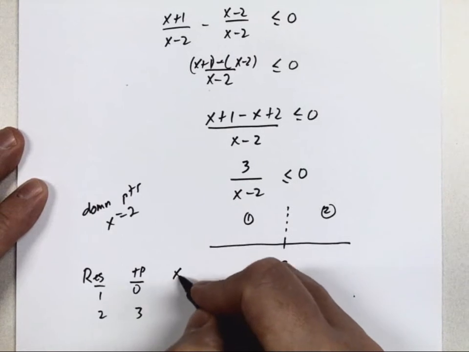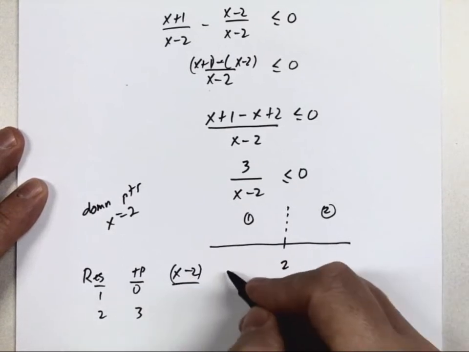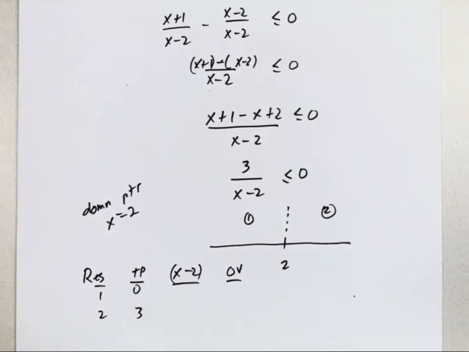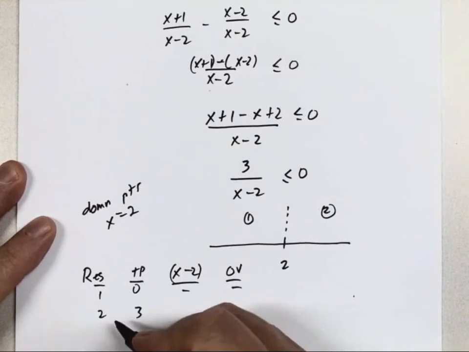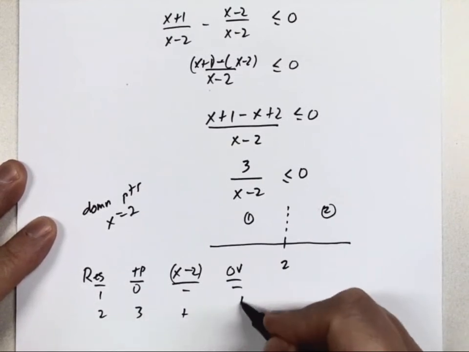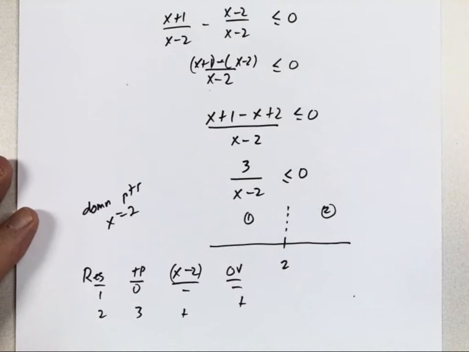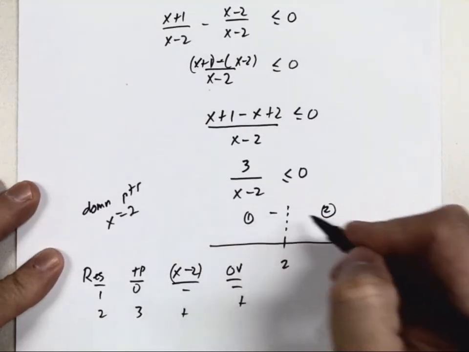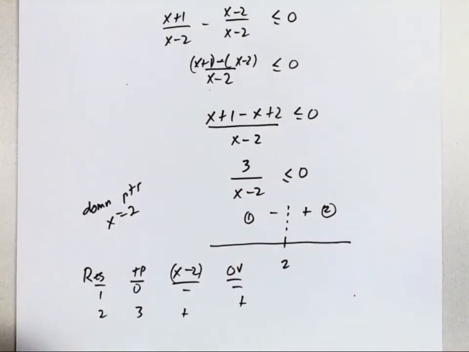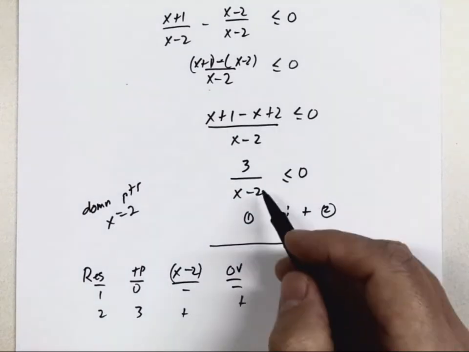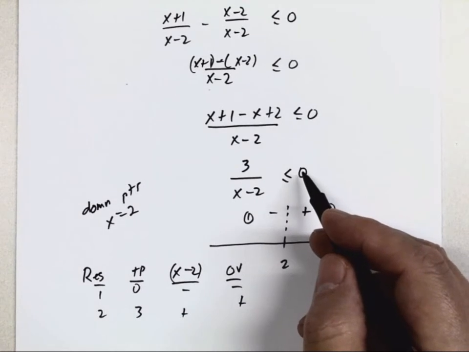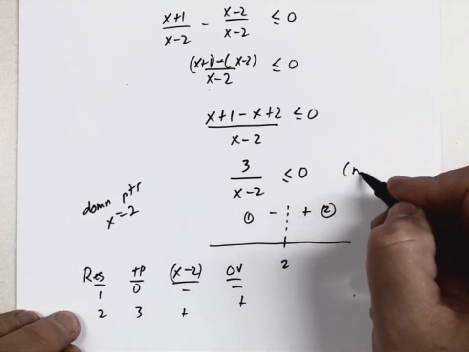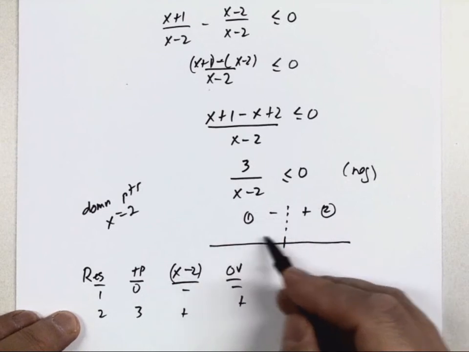I've only got one factor here, the x minus 2. And then overall. When x is 0, this is negative. Means overall is negative. When x is 3, it's positive. Overall is positive. So basically, region 1 is negative, region 2 is positive. The problem says, where is this expression less than or equal to 0? Where is it negative? That's what I'm really looking for. Right here.